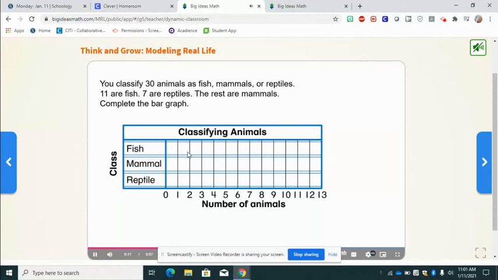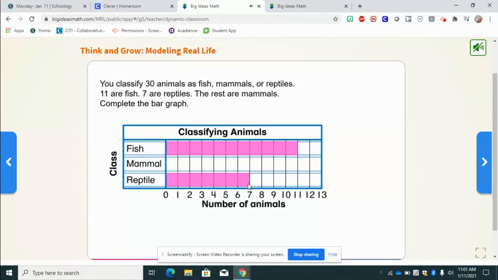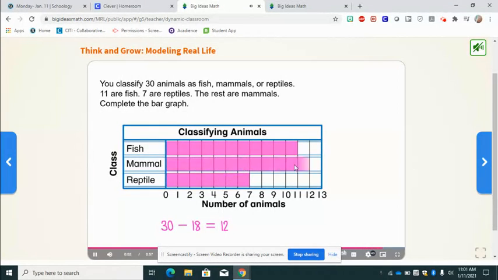Okay, so here's our bar graph for fish, and we're going to draw a bar to the number 11. We're going to draw a bar for reptiles to the number 7. There's 11 and 7. 11 plus 7, 18. 30 animals minus 18 is going to give us our answer for mammals. 30 minus 18 equals 12. Our 12 mammals. Make a bar for mammals to the number 12.